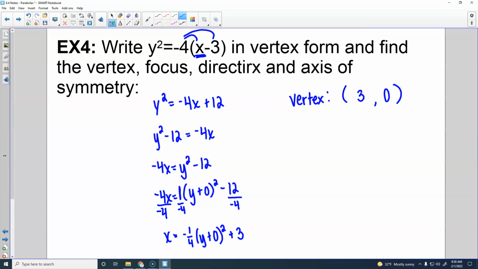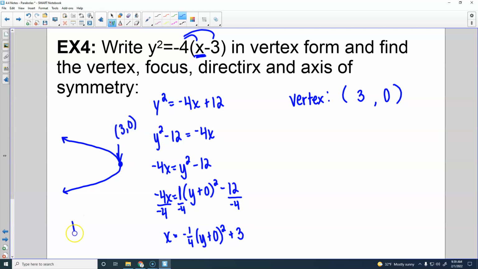Connors, is this one going to open up, down, left, or right? It's going to open left. This is our first one that we've had left. I've done mostly left and right just because they're different than what you've seen before. So this vertex here is at 3, 0.